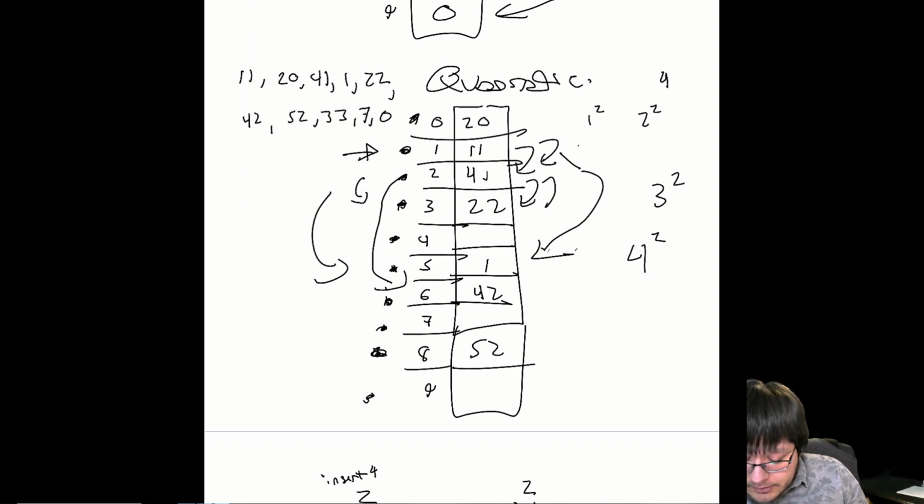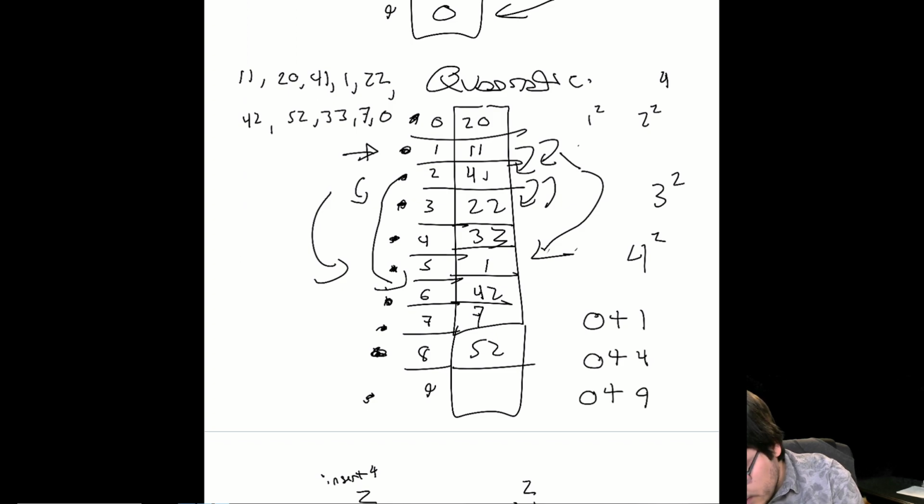Okay, 33. That one's easy. Whew. That would have been nasty. Okay, not going to mess it up this time. 7. Yeah, okay. 0. All right, 0, we're going to try... Let's just figure out the indices where it would go. So 0 plus 1, 0 plus 4, 0 plus 9, 0 plus 16, and 0 plus 25.